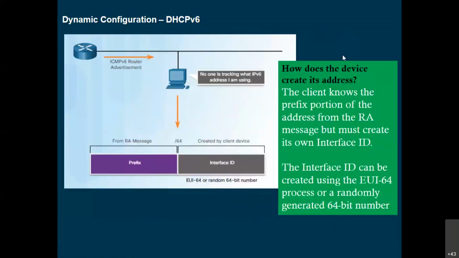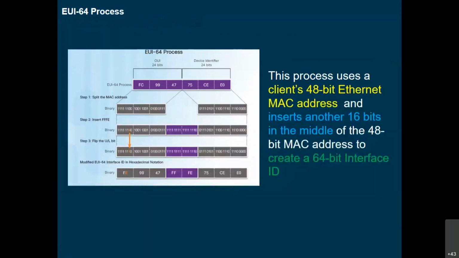So how does the device create its address? Okay. The client knows the prefix portion because it is given to it, but it must create its own interface ID. And this can be either using EUI-64 or a random 64-bit number. Random means random. You know, it's sort of like, oh, I got number 5. Oh, I got number 1444. Doesn't matter. It's random. But EUI-64 is a process that uses the client's 48-bit Ethernet MAC address, and inserts another 16 bits to make it a 64-bit interface ID.